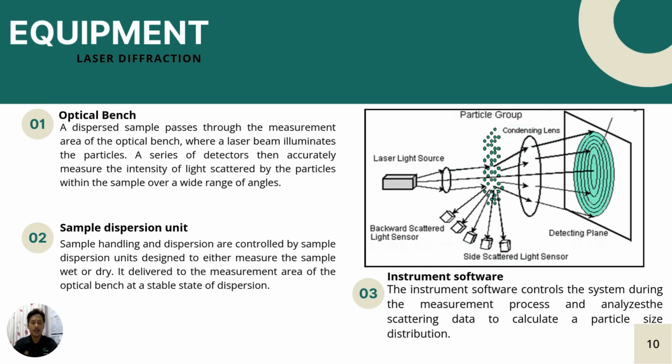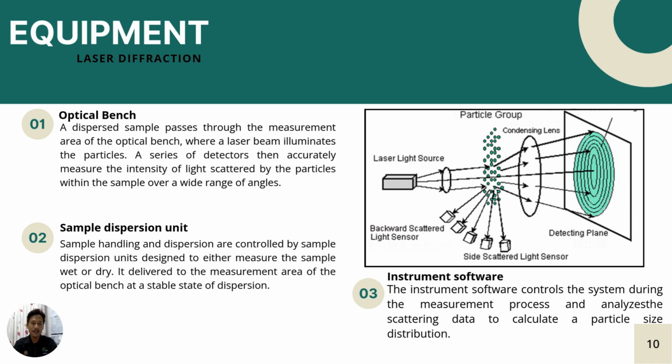And now we are going to look at the equipment of laser diffraction. Basically, laser diffraction is divided into three units, which are the optical bench, the sample dispersion unit, and also the instrument software. In the optical bench, a dispersed sample passes through the measurement area where a laser beam illuminates the particles. A series of detectors accurately measures the intensity of light scattered by the particles within the sample over a wide range of angles. And then the second one is the sample dispersion unit.